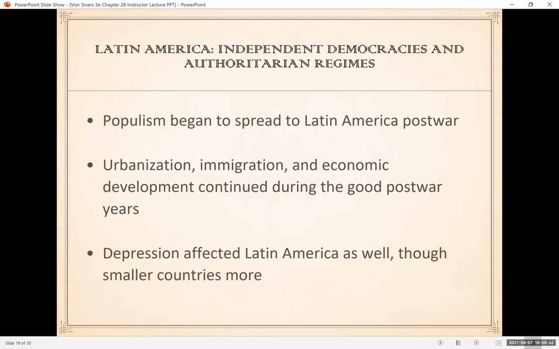But those areas that do not have foreign investment in them, some of the smaller countries, will not fare as well as some of the bigger countries.